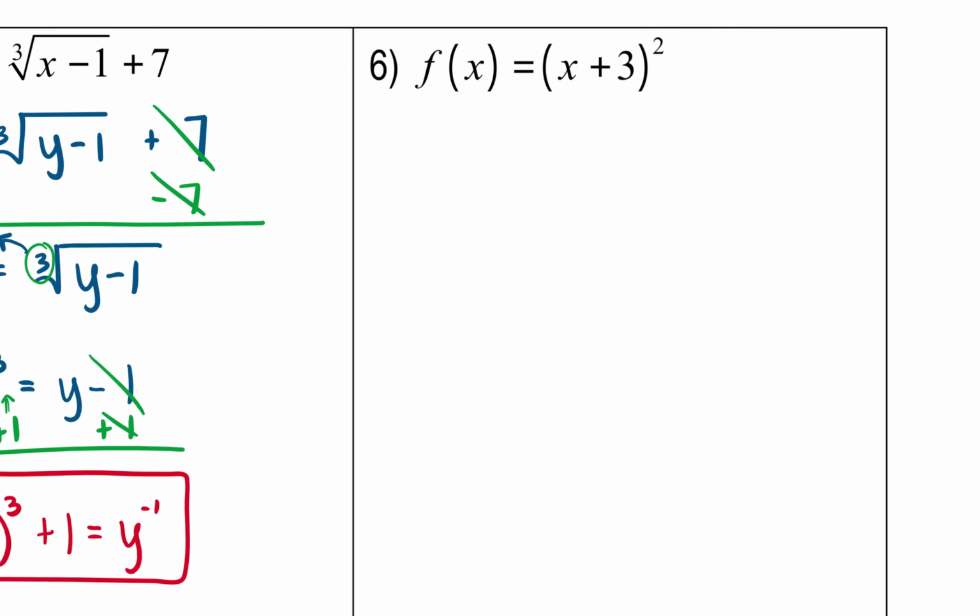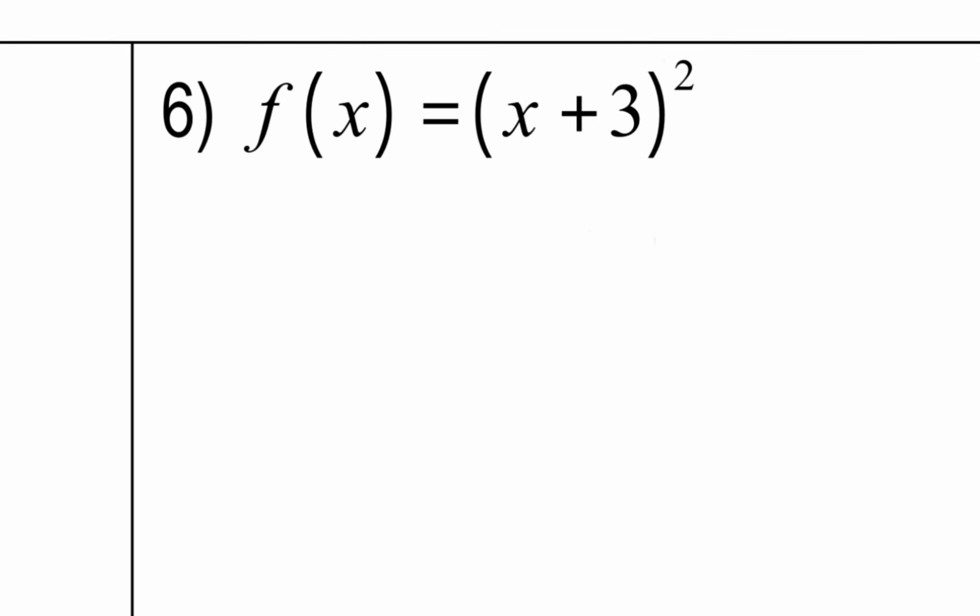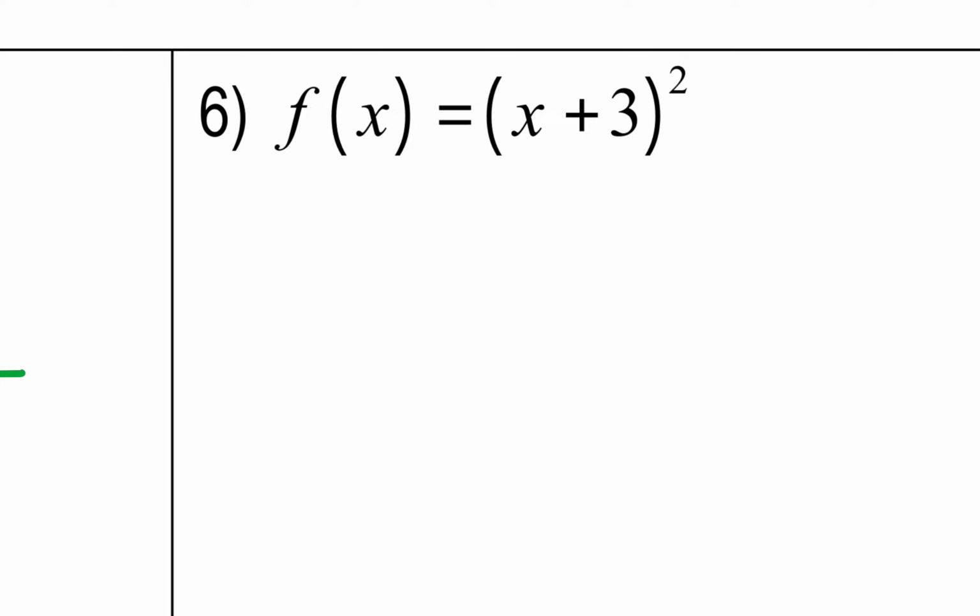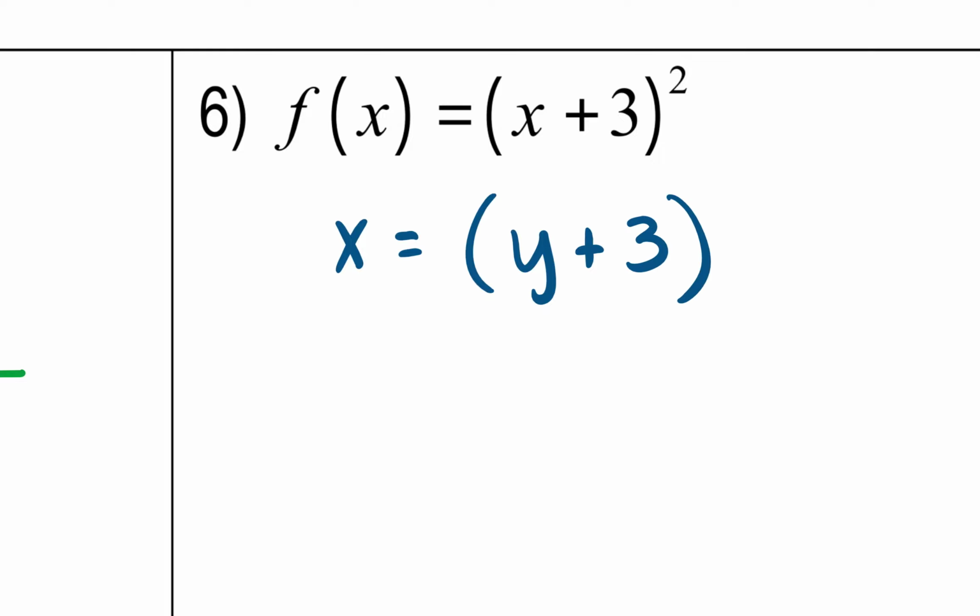Alright, last one. Number 6. Well, last one on this page, I should say. We still have a few more. So again, same thing. I switch x and y. So I have x equals y plus 3 squared. Okay, now, this is just like we've done before. Again, you should recognize this.